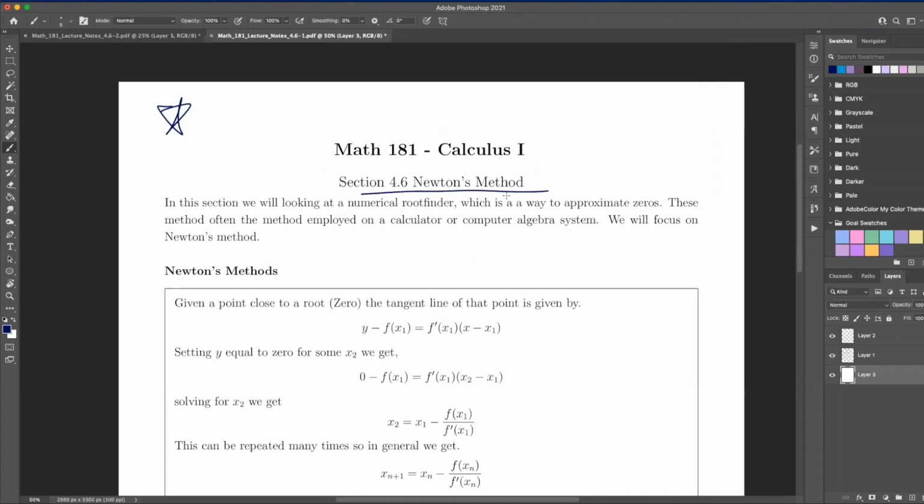All right, so we're going to be talking about Newton's method. In this section, we're looking at something called a numerical root finder. Basically, it's a way to approximate zeros.